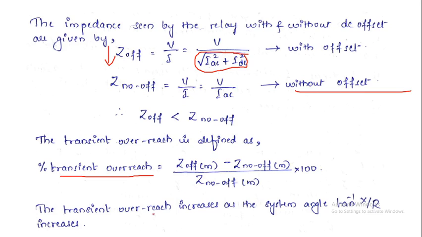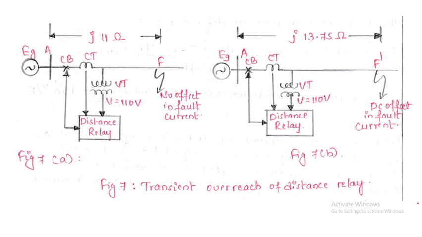This calculation we will have later. The transient overreach increases as the system angle, tan inverse X by R, increases. Now this is a figure which represents the overreaching phenomenon, the transient overreach of a distance relay. In the first figure, 7a, consider we have a transmission line, here we have the circuit breaker, and here we have the CT. We are measuring at this point. The fault has occurred with a no offset input current, without DC offset.